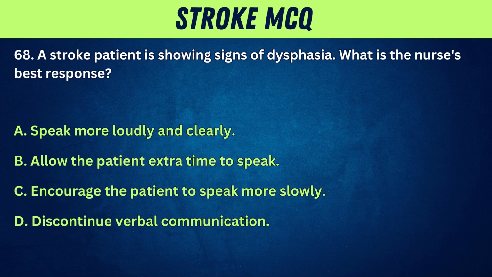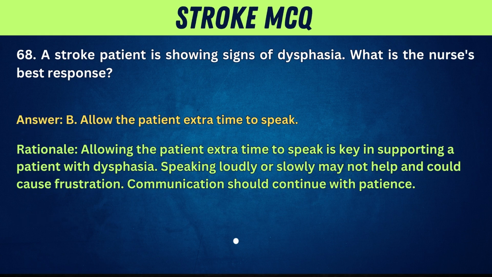68. A stroke patient is showing signs of dysphagia. What is the nurse's best response? A. Speak more loudly and clearly. B. Allow the patient extra time to speak. C. Encourage the patient to speak more slowly. D. Discontinue verbal communication. Answer: B. Allow the patient extra time to speak.